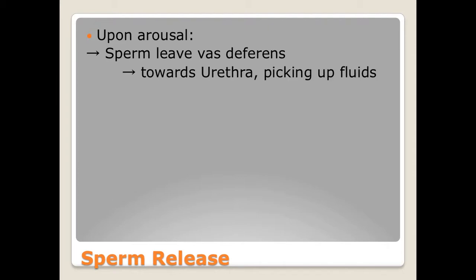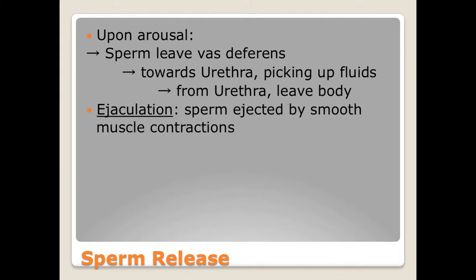So when a man is aroused, the sperm will leave the vas deferens where they've been stored. They're going to move towards the urethra, picking up those three fluids along the way, and then from the urethra they will leave the body. When that semen is ejected, it's just called ejaculation.